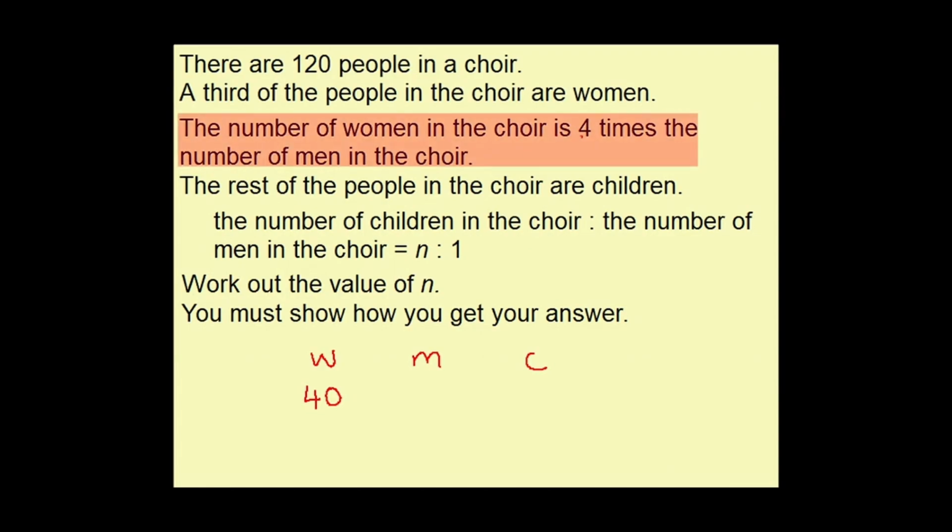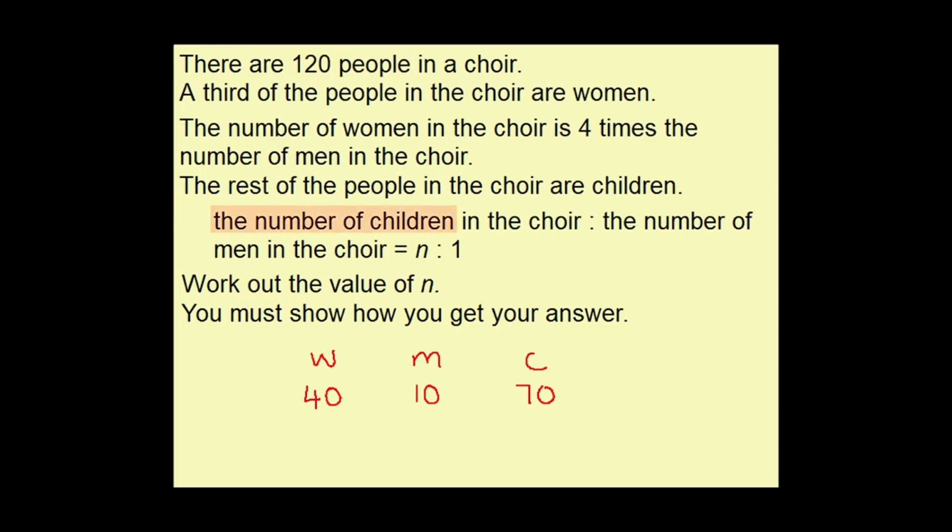The number of women in the choir is 4 times the number of men in the choir, so the number of men must be 10, because 4 times 10 is 40. I'm then told the rest of the people are children. We've got 50 people so far, and there are 120 in total, so the number of children must be 70.